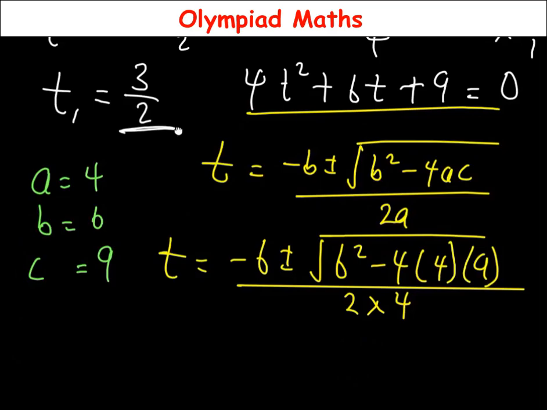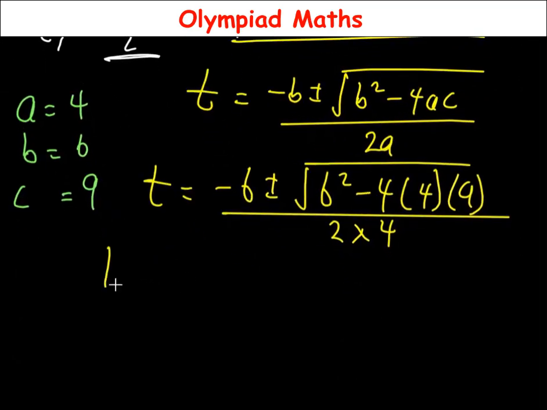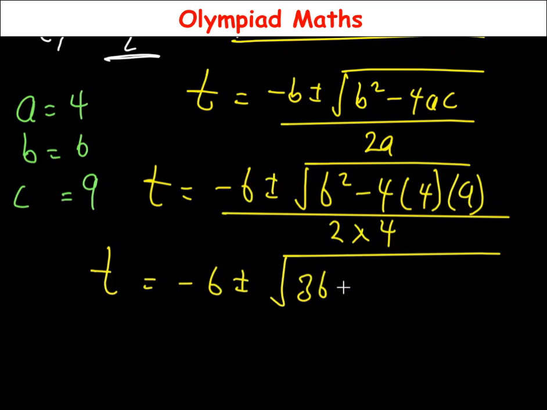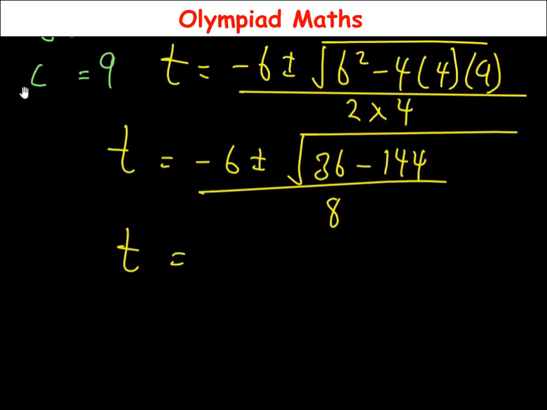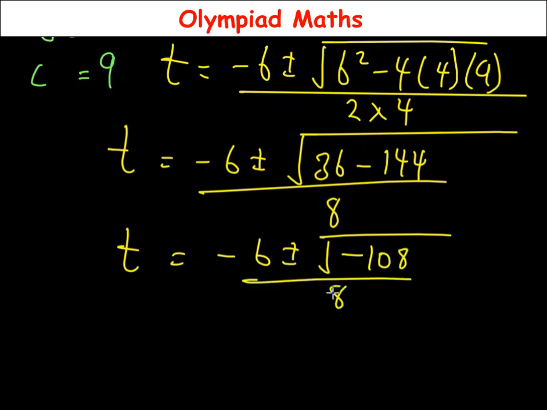So with this, solving this further, the value of t is equal to minus 6 plus or minus square root of 6 squared, which is 36, then minus 4 times 4 times 9, which is 144, all over 2 times 4, which is 8. So t is then equal to minus 6 plus or minus square root of 36 minus 144, which is minus 108, all over 8.